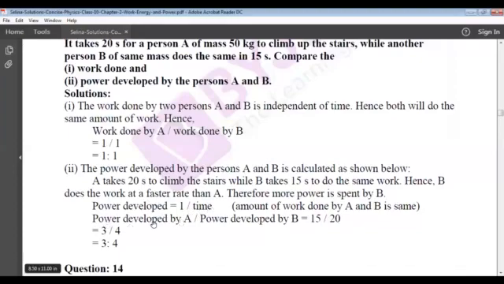So power developed by A divided by power developed by B is nothing but 15 by 20. Why is it 15 by 20? The power developed by A, if you take 1 divided by time, it is 1 by 20, divided by the power developed by B, which is 1 divided by 15. So it will come in the numerator again. So if you take the ratio, it will be 3 divided by 4, that is nothing but 3 is to 4.